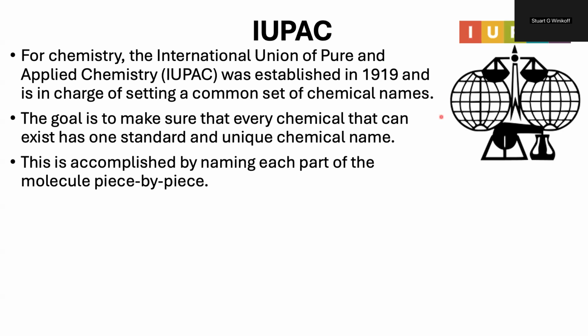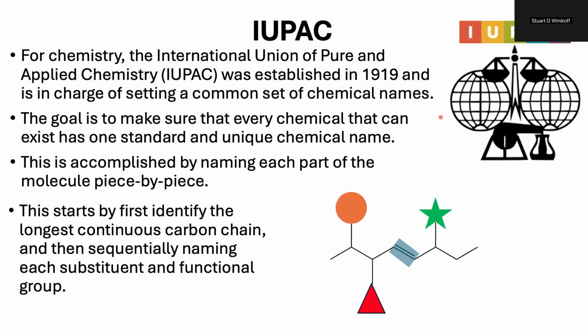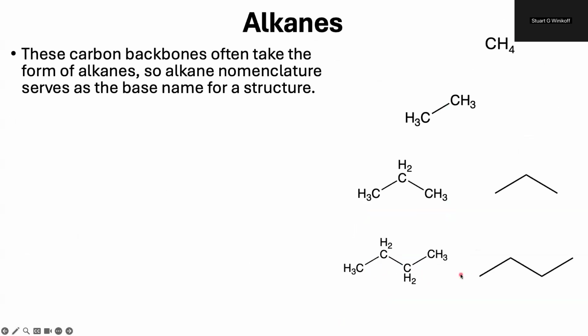And the way we do this is by taking a molecule and naming each piece of the molecule one by one. So the way we do this is first start by looking at the longest continuous carbon chain in the molecule, and then look at each of the substituents and functional groups that are attached to that molecule. So as a result, the most important names to know are going to be those alkane names, as these will form the root of any sort of subsequent molecule.